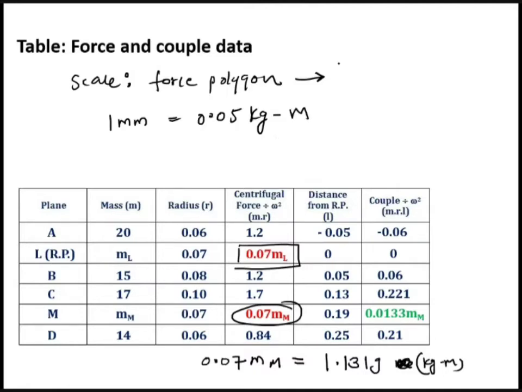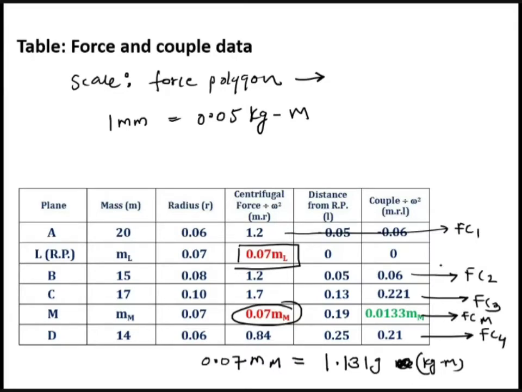Okay. So for the couple polygon, I have taken the scale 1 mm is equal to 0.005 kg meter square. Now what is this? This indicates FC1, this indicates FC2, this indicates FC3, and this indicates FC4. And this indicates FCM. Now you have to find out all these forces, that is the centrifugal forces.